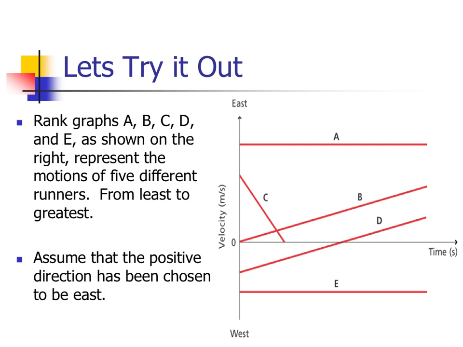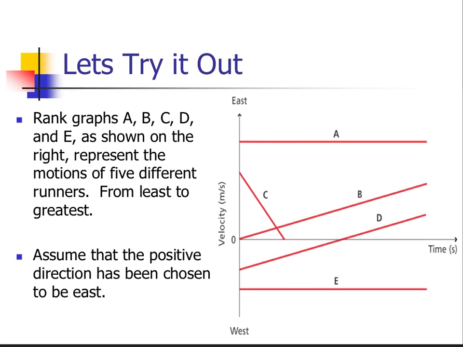Well, who's going to have the worst? C is going to have the worst because it's negative, right? It has a negative slope. And therefore, C is the worst.